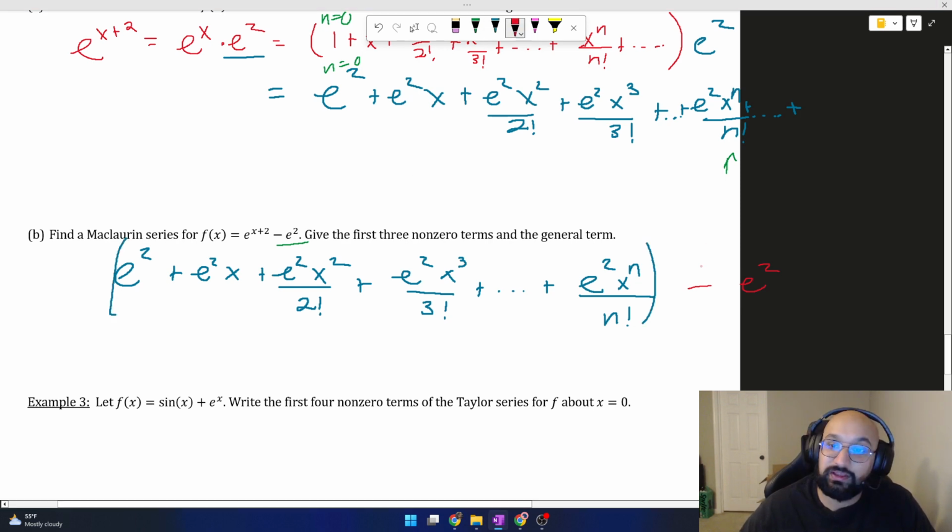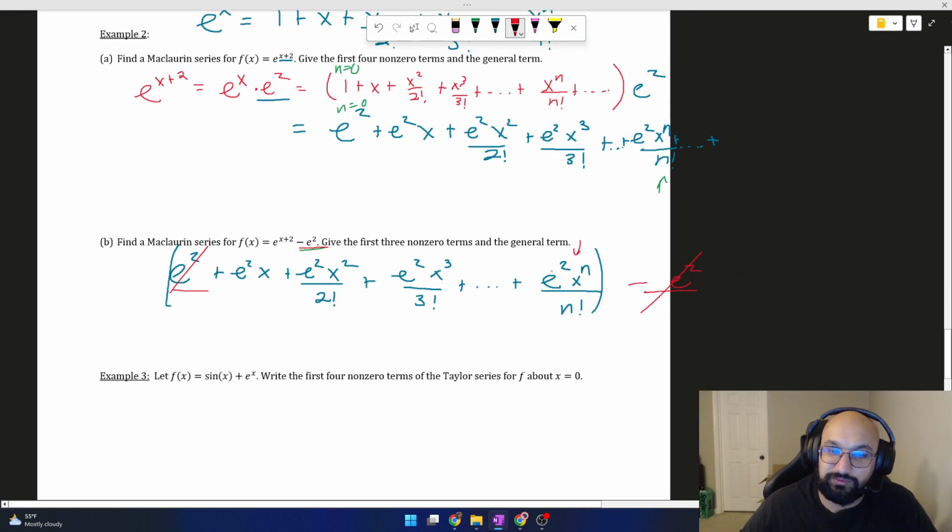The e squared here and the e squared here are going to cancel. Notice that since we're just subtracting off a term, we're not really affecting any of the other ones except that first one that was in common with it. As a result of that, we really don't get a difference to our general term. So what really difference did this make?